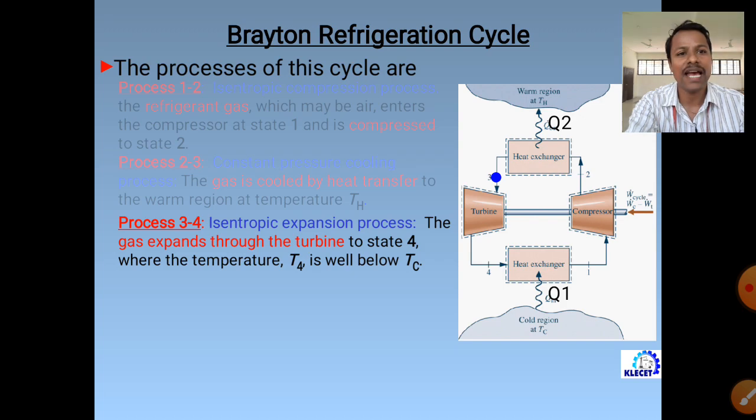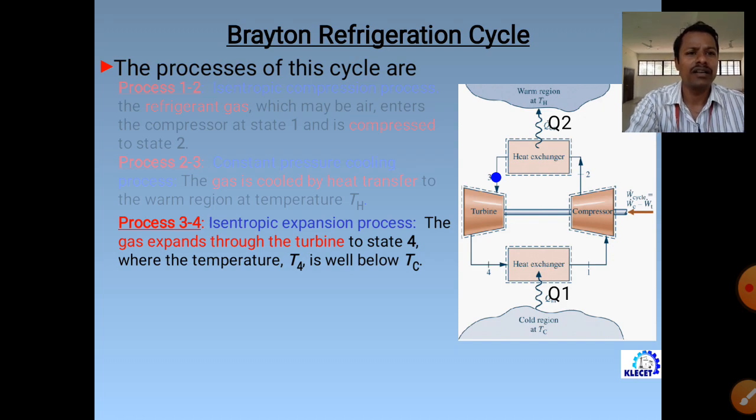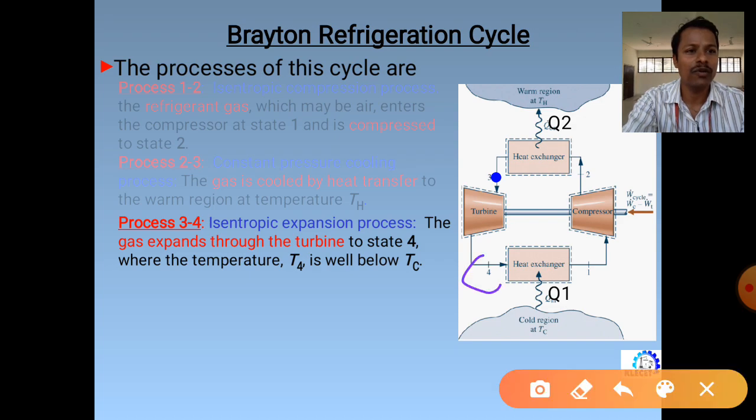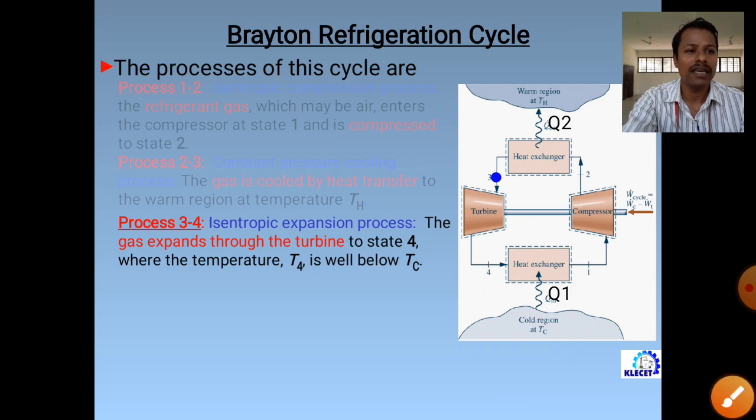Then 3 to 4 is the isentropic expansion process. The gas expands through the turbine to state 4, where temperature T4 is well below Tc, the temperature of the cold region, so that heat flows into the gas. This is the expansion animation.